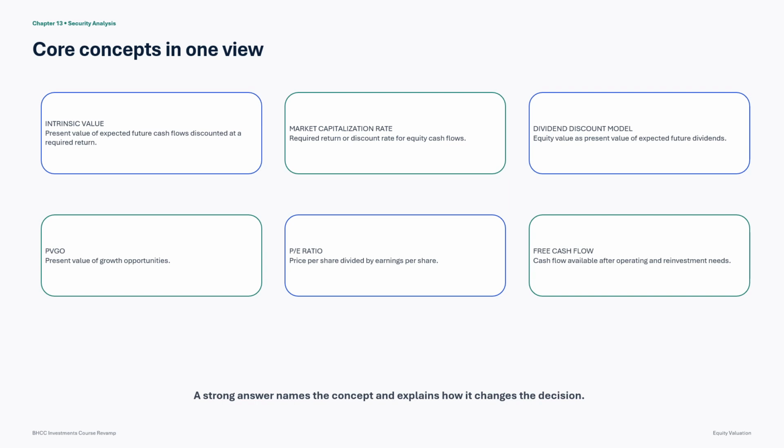PVGO means the present value of growth opportunities. One useful decomposition is that stock value equals the value of the existing earnings stream with no growth, plus the value created by future investment opportunities. Growth creates value only when the return on new investment exceeds the required return. If a company reinvests at poor returns, more growth can destroy value. That point deserves emphasis. Growth is not automatically good. Scaling a profitable engine can create value. Scaling a leak simply creates a larger leak.